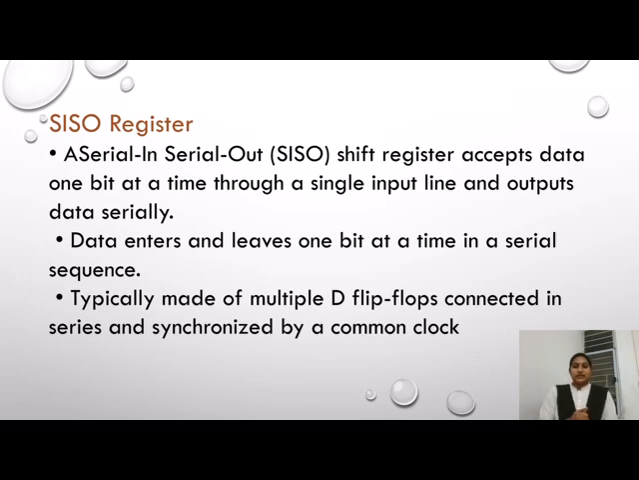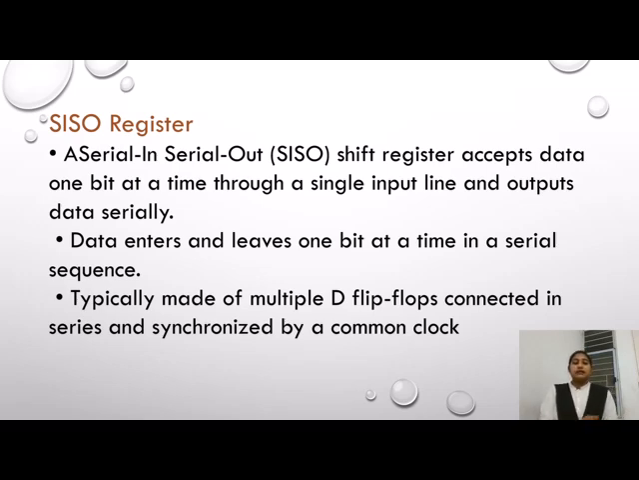Let's see the SISO register. A serial in, serial out shift register accepts data one bit at a time through a single input line and outputs data serially. This means the data enters and leaves one bit at a time in serial sequence, typically made of multiple D flip-flops connected in series and synchronized by a common clock.